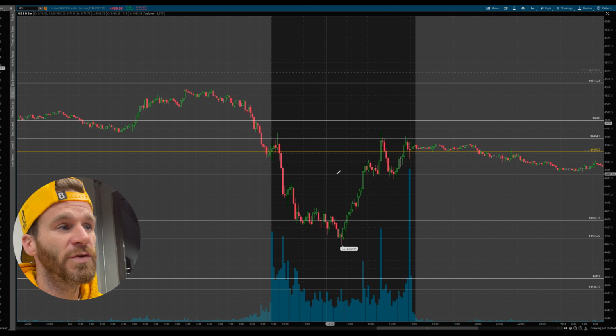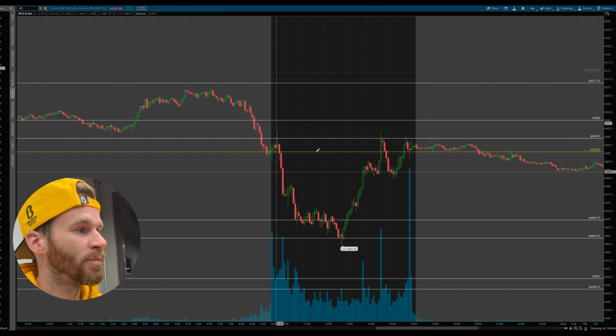Also, you guys should be using the opening print as a level, the best free level in the market.